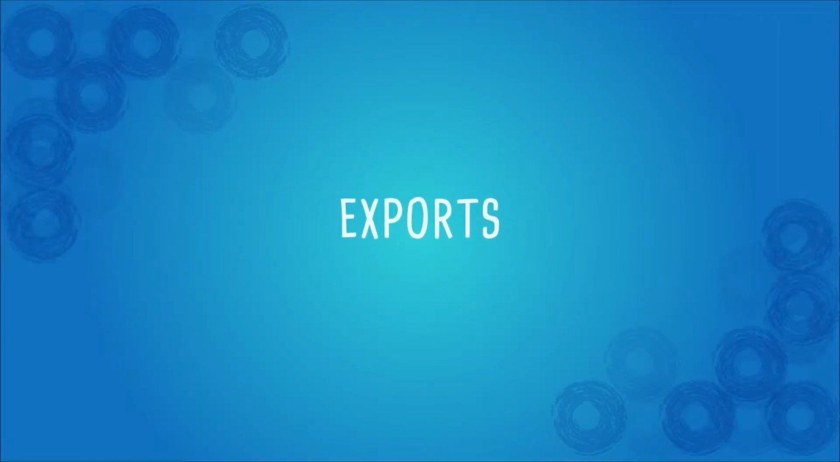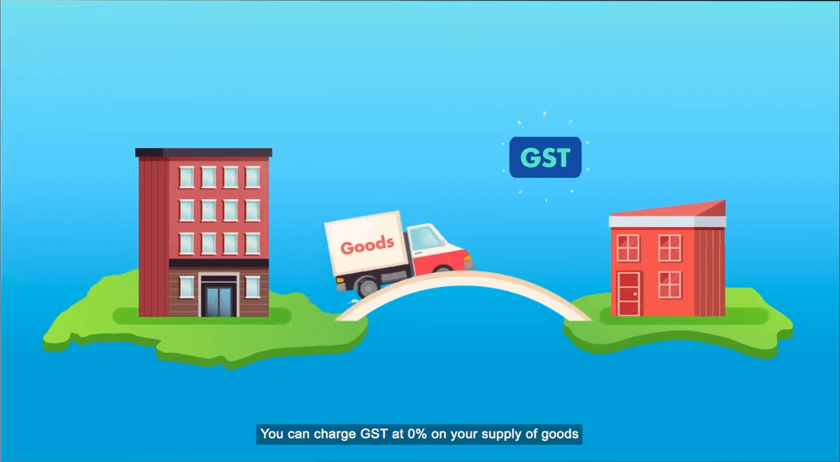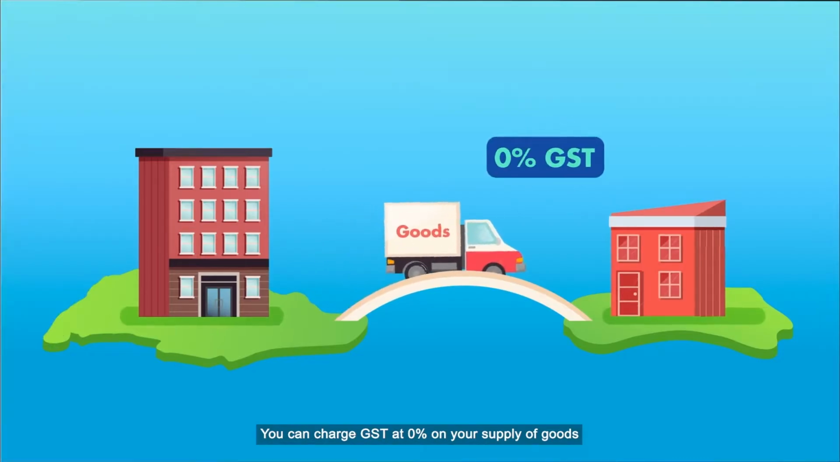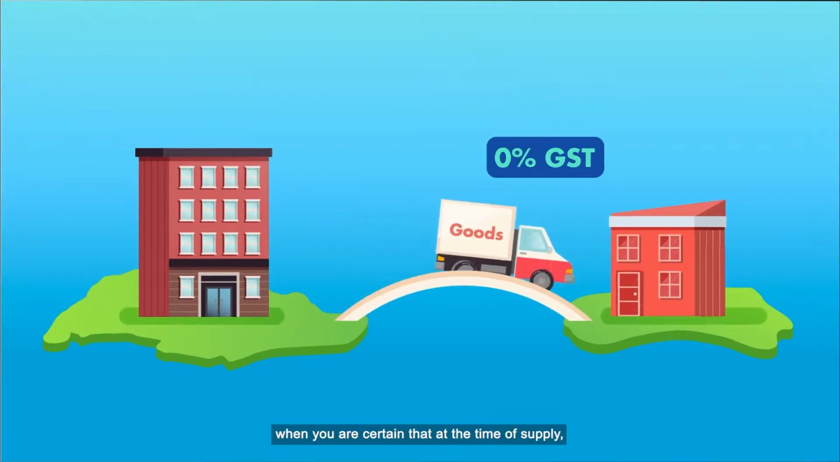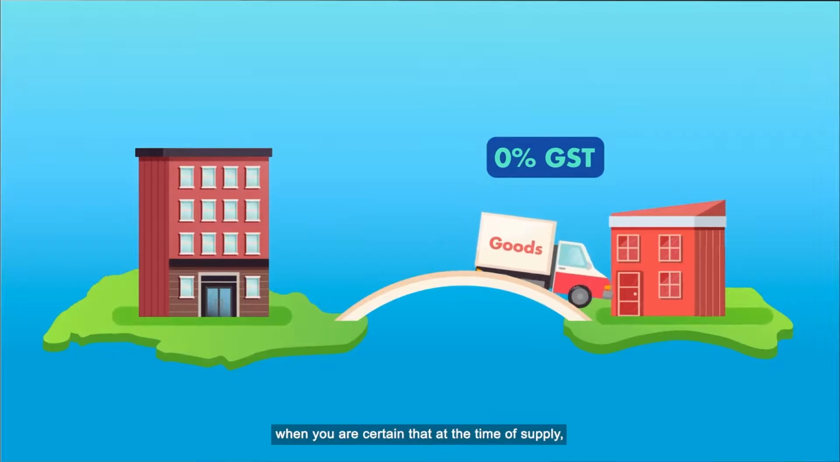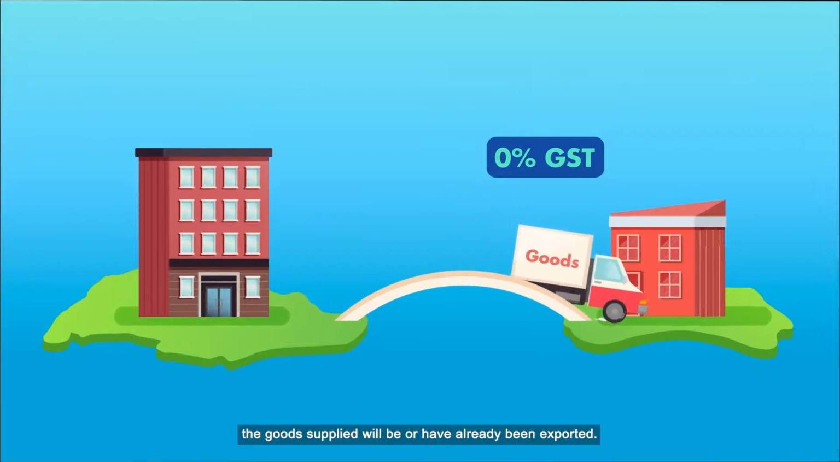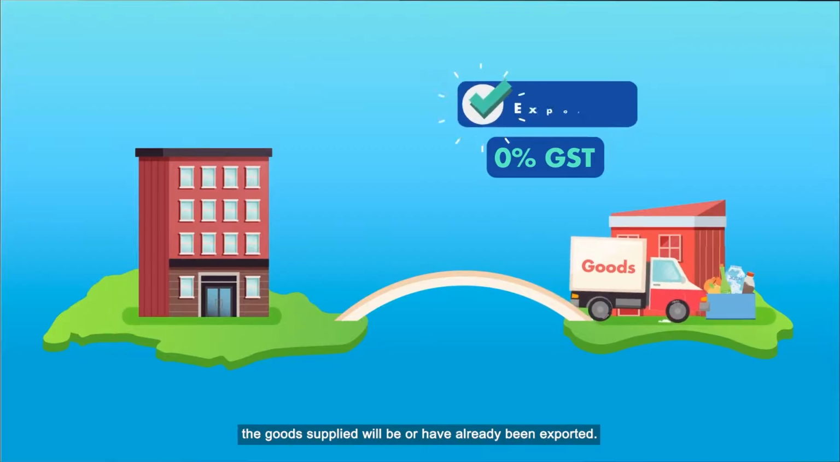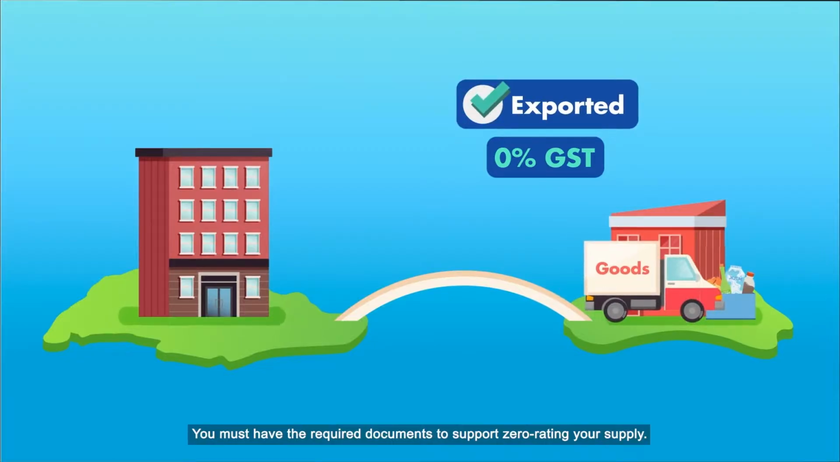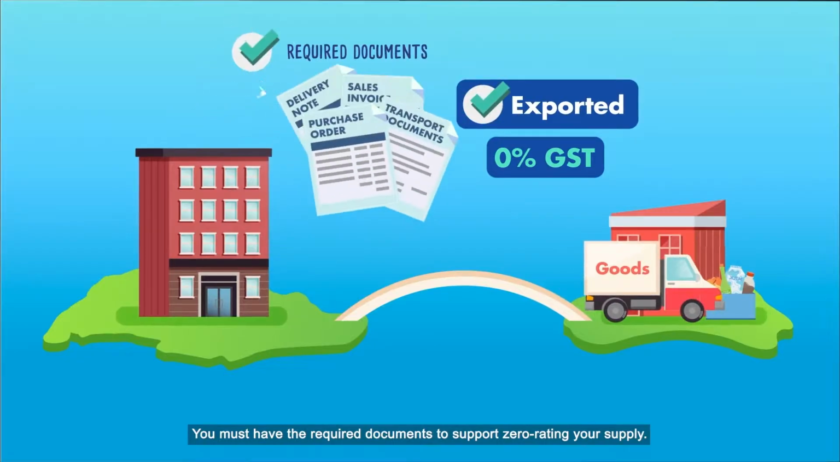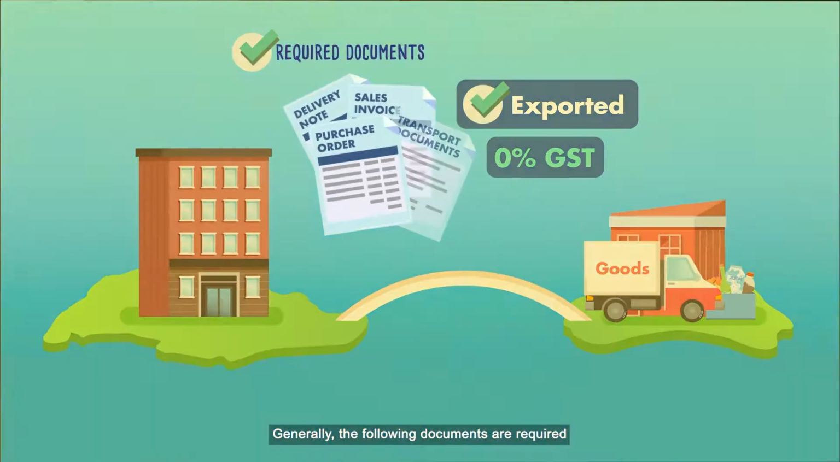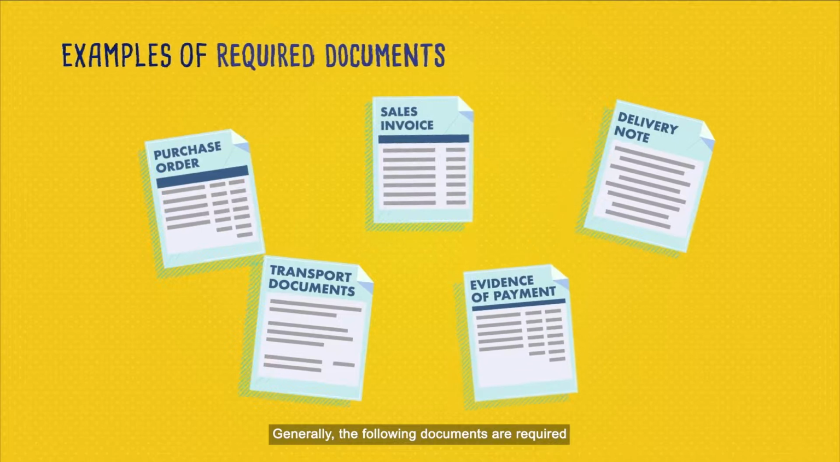Exports. You can charge GST at 0% on your supply of goods when you are certain that at the time of supply, the goods supplied will be or have already been exported. You must have the required documents to support zero rating your supply. Generally, the following documents are required as evidence to zero rate your supply of goods.